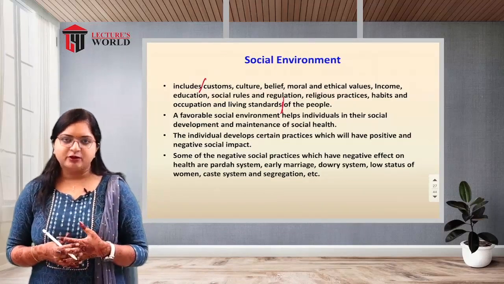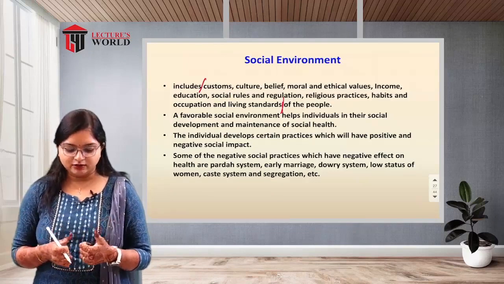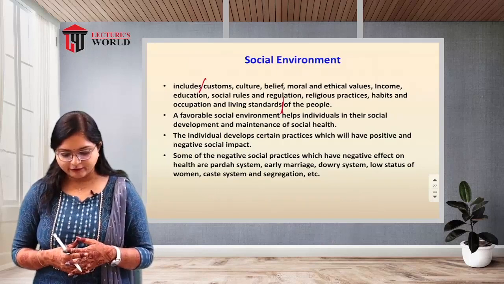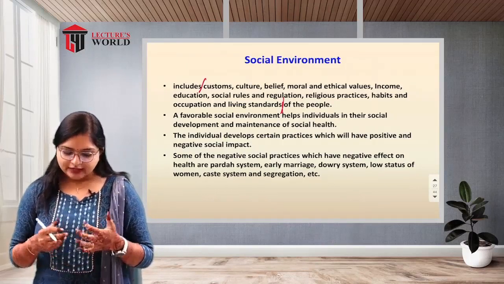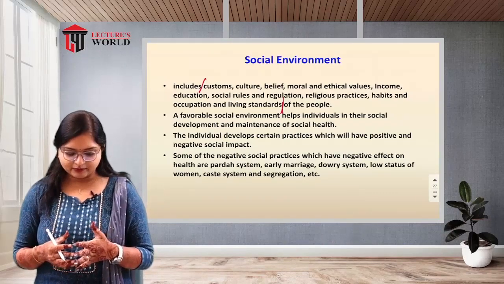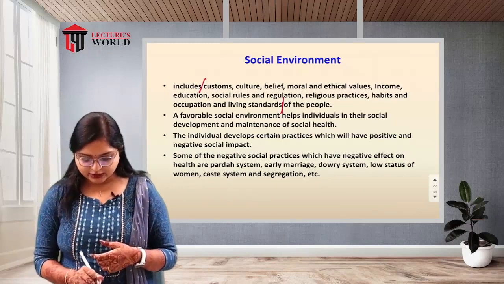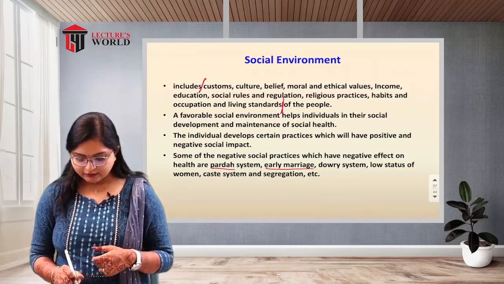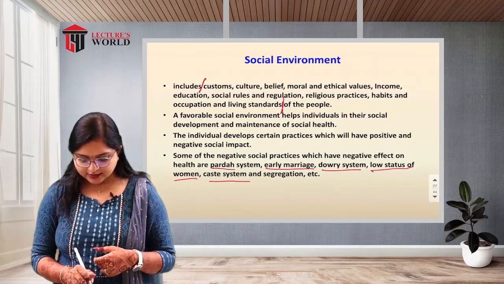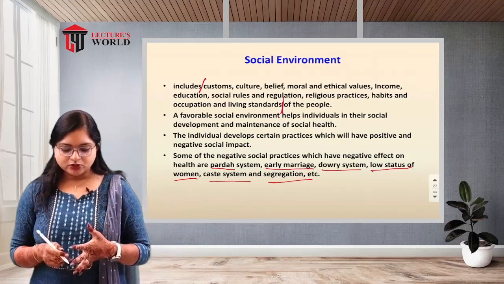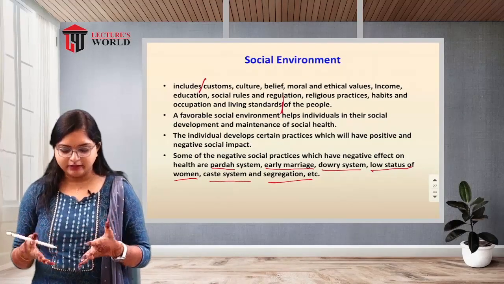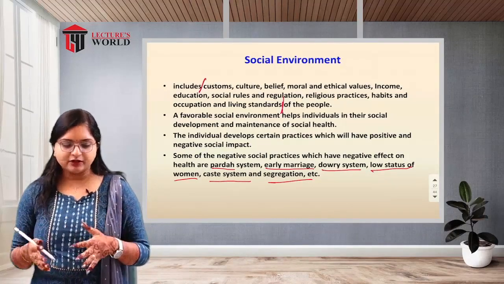So a favorable social environment can also help the person to have good social health. The individual develops certain practices which have positive and negative social impact. Some negative social practices which have a negative effect on health are, very importantly, the parda system, early marriages, dowry system, low status of women, caste system and segregation, etc. So in some areas negative social practices are present and they have a negative effect on health.